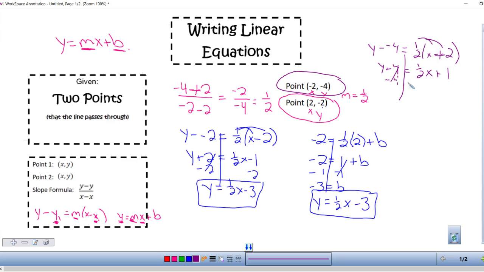And then I subtract 4 to get y equals 1/2 x minus 3. So there's a lot of different options we have here. I get the same answer.